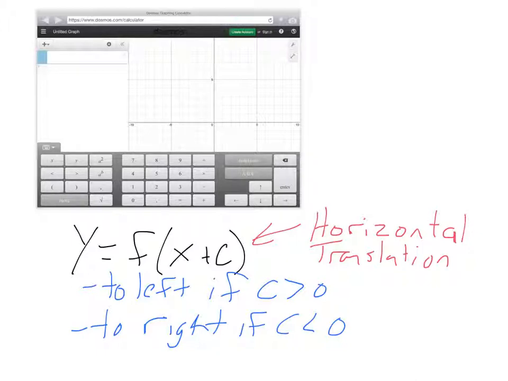So unlike vertical translations where things behave exactly as we would expect them, we add or subtract, it goes up or down, up if it's positive, down if it's negative, with horizontal translations, it's the opposite of what we expect essentially. We go to the left if c is positive. We go to the right if c is negative. Okay, so that's probably the hardest thing to keep straight as far as these transformations are concerned, is that horizontal shifts act in that strange way. Let's go ahead and go on to talking about vertical and horizontal expansions and contractions.